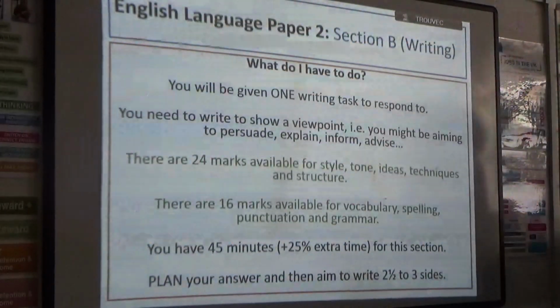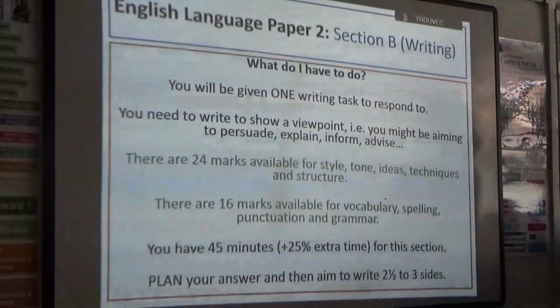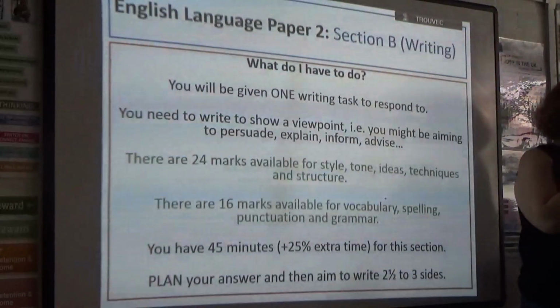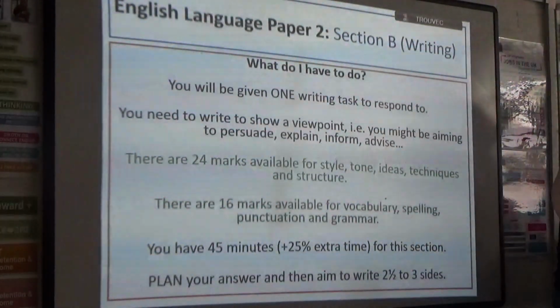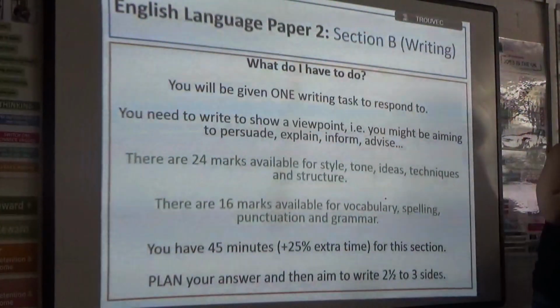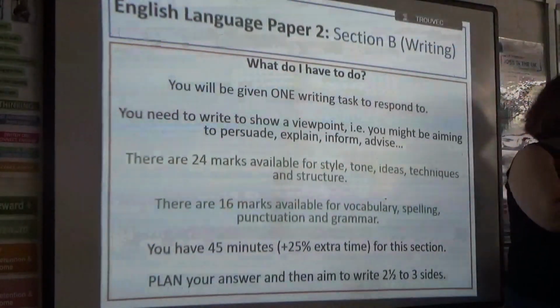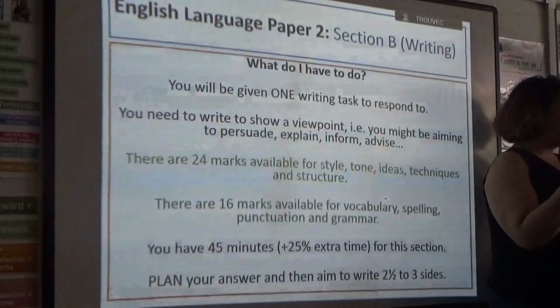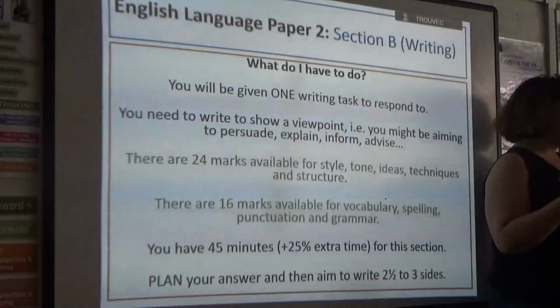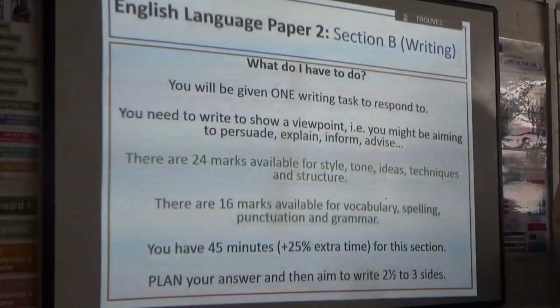So English Language Paper 2 Section B is writing. This is worth 50% of your marks, okay? You get up to 24 marks for your style, tone, ideas, techniques and structure. So that's the content of your text, what you are including in there. There is also a vocabulary point in there.